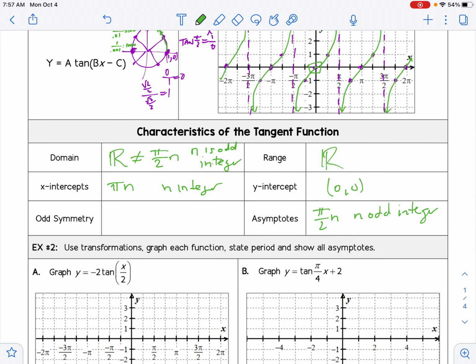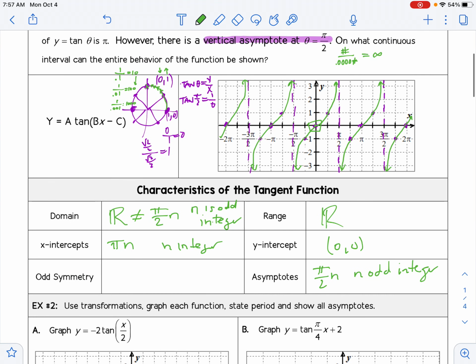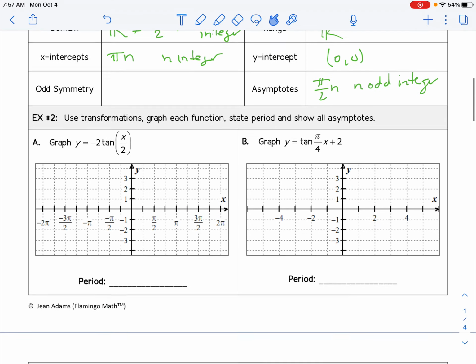Now you can shift and so forth with tangent the same way you do with sine and cosine. Obviously, it's a little more difficult to think about. So we're not going to expect that from you. We just want you to know what it looks like.